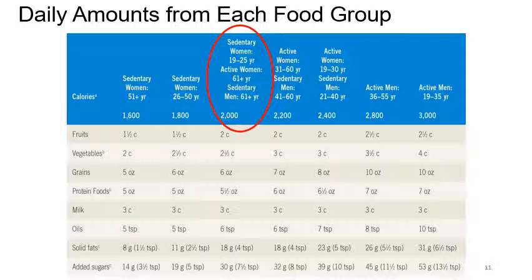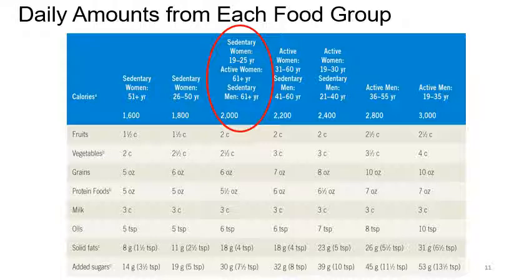So when you look at the 2,000 calories, if you need 2,000 calories, then it's about 2 cups of fruits, 2.5 cups of vegetables, 6 ounces of grains, 5.5 ounces of protein-based foods, 3 cups of milk, 6 teaspoons of oil, 80 grams of solid fats, and 30 grams of added sugar.